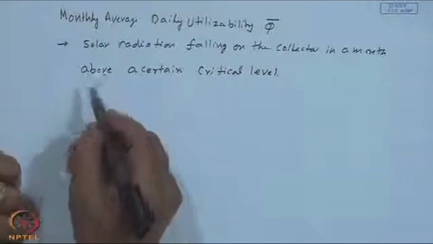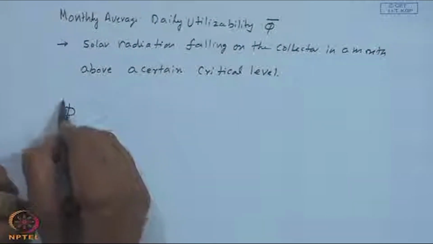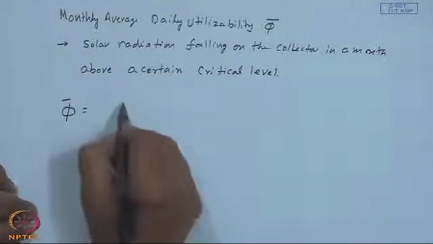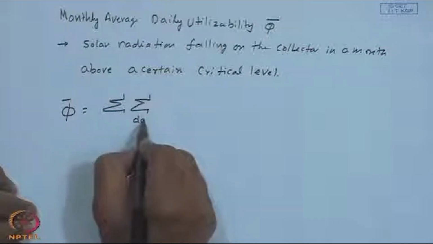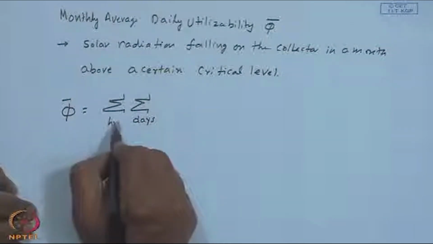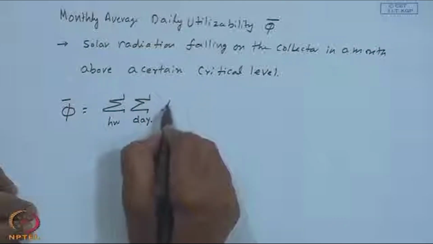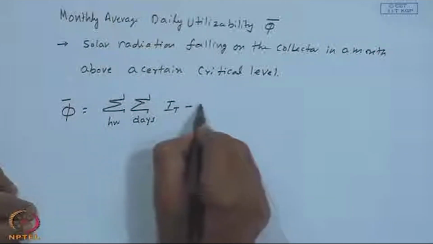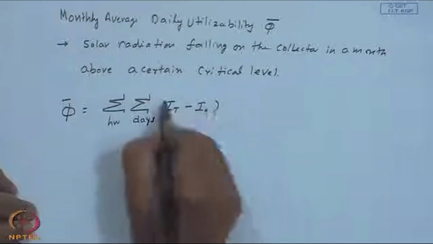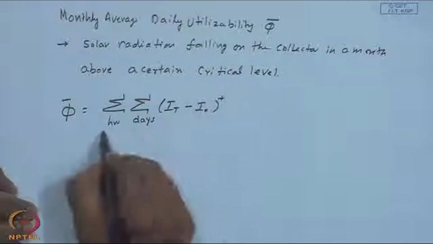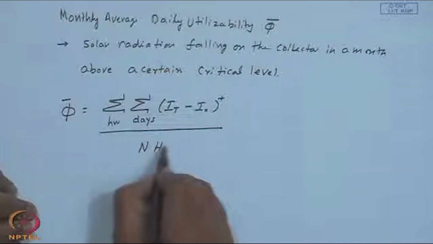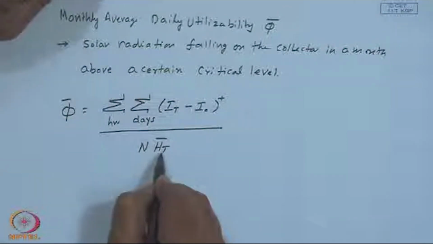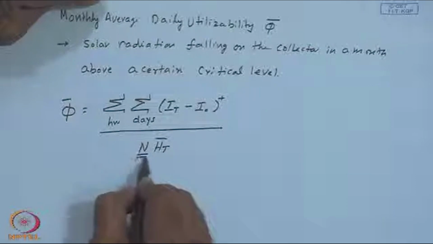So, symbolically we have written it as phi bar is summation over the days, over the hours, and I t is the solar radiation falling on the collector surface, and I c is the critical radiation level times n into h t bar, which is the monthly average daily radiation on the tilted surface multiplied by the number of days in the month.